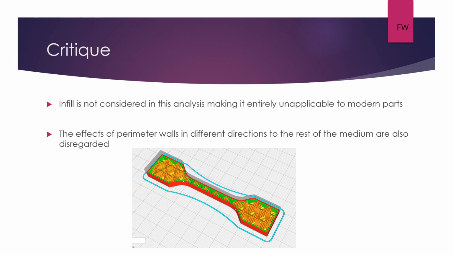Additionally, the effects of perimeter walls in the different directions to the interior infill and overall the rest of the medium are disregarded. These are crucial elements of modern 3D printed parts which rely heavily on walls and infill rather than uniaxial layers, which again raises questions about the validity of this analysis type for any modern 3D printed part.